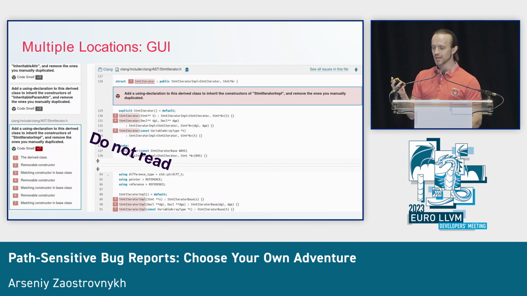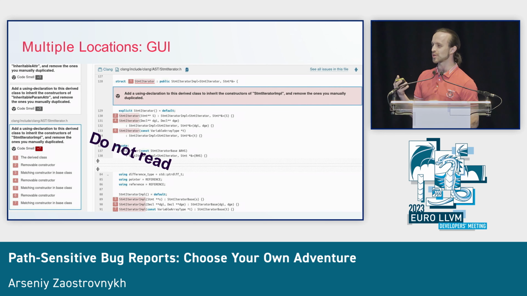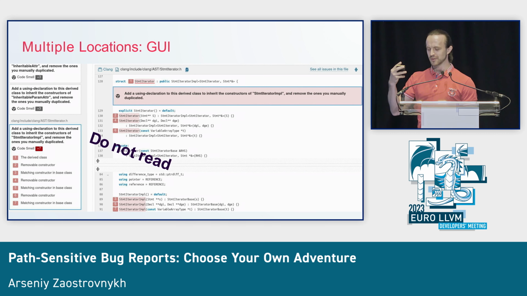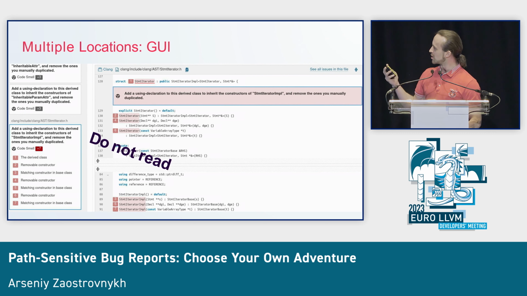In the GUI, you can manage the multiple source locations better, multiple secondary locations, because you can focus on the issue you are interested in, display only those secondary locations, and also have them in the list, so you can focus on the one you're interested in and see more context about that.